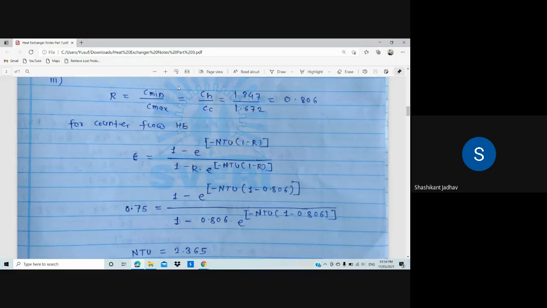Okay, so first of all, you have to calculate the value of R. R is equal to C minimum upon C maximum. C minimum is nothing but CH, C maximum is nothing but CC. We already have calculated the value of CH and CC. CH is 1.347 and CC is 1.672. So from this calculation, we get R is equal to 0.806.